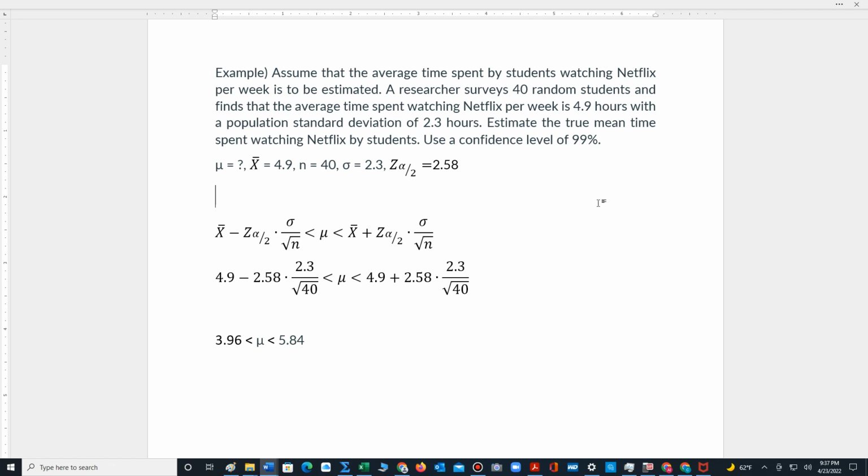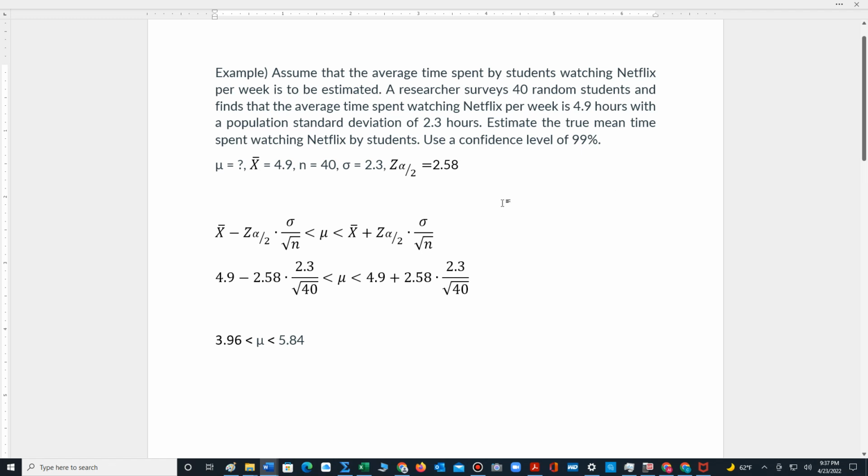A researcher surveys 40 random students and finds that the average time spent watching Netflix per week is 4.9 hours, with a population standard deviation of 2.3 hours. Estimate the true mean time spent watching Netflix by students. Use a confidence level of 99%.